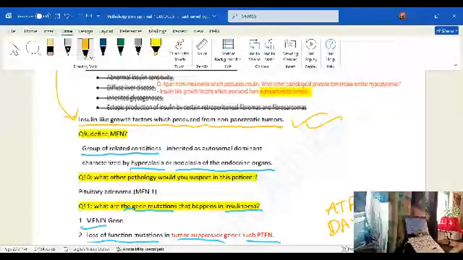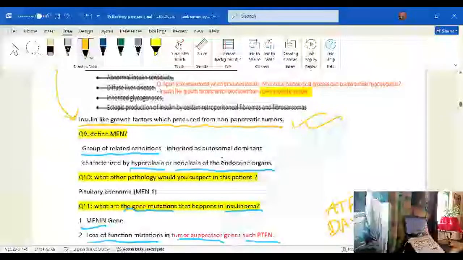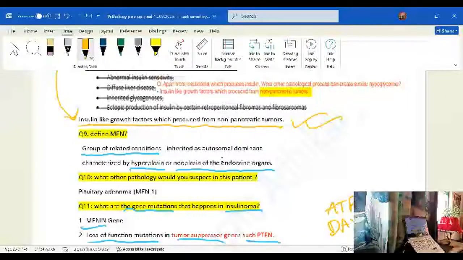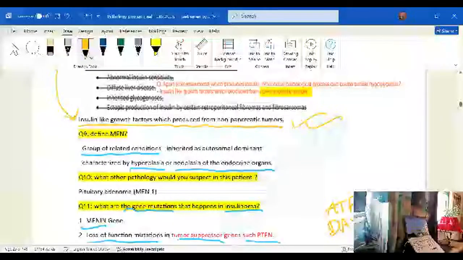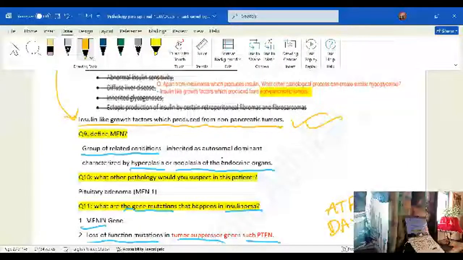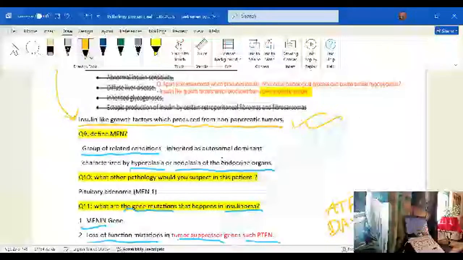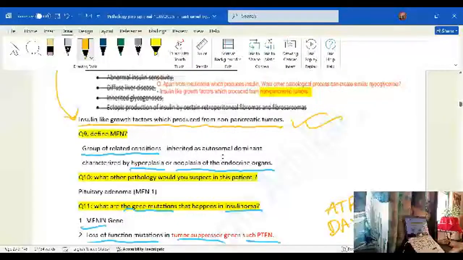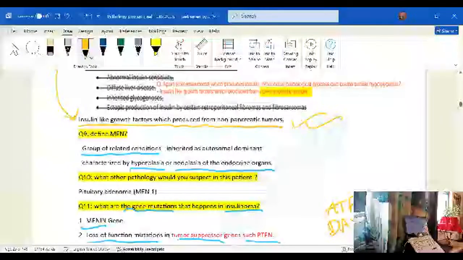Define MEN. MEN is a group of related conditions, inherited as autosomal dominant, characterized by hyperplasia or neoplasia of the endocrine glands.